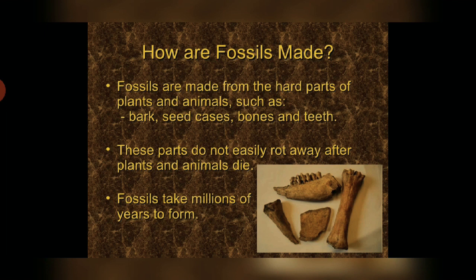How are fossils made? Fossils are made from the hard parts of plants and animals. We know that an organism has two parts, hard part and soft part.